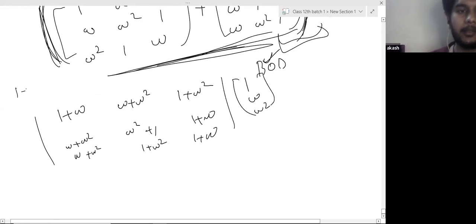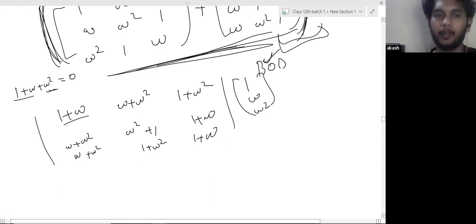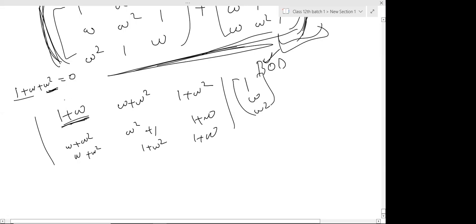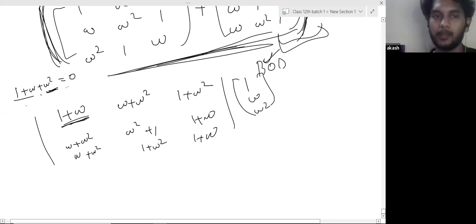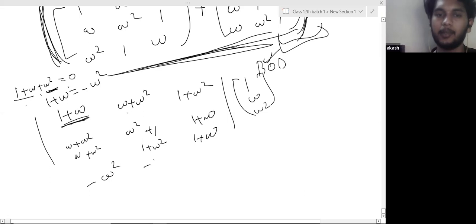Now see, we have the identity 1 plus omega plus omega square is equal to 0. 1 plus omega we can write as minus omega square. Right, Shekani? We will not multiply yet. We can just replace this value with minus omega square. 1 plus omega square is 0. That means 1 plus omega is minus omega square. So this is minus omega square. And this we can replace with minus 1. This we can replace with minus omega. And so on for each quantity.